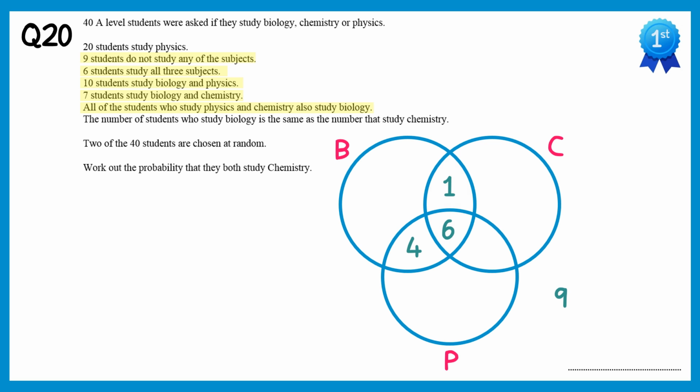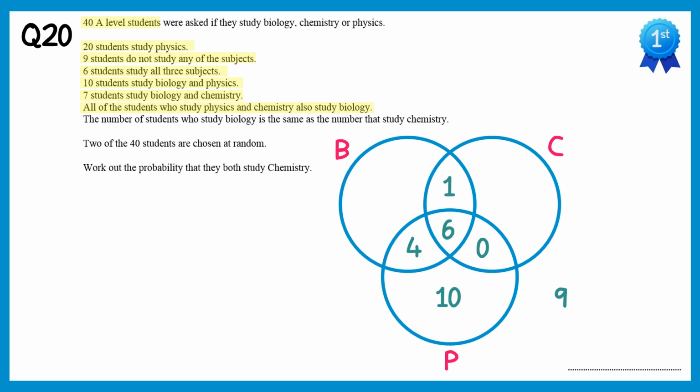We're told that all of the students who study physics and chemistry also study biology. So if we look at those that study physics and chemistry, that's the intersection here, all of those students must also study biology. This means there's a 0 here, since there can be no students that study physics and chemistry but not biology. We're told 20 students study physics, so this whole circle here must add up to 20. Currently it adds up to 10, so there must be a 10 here.